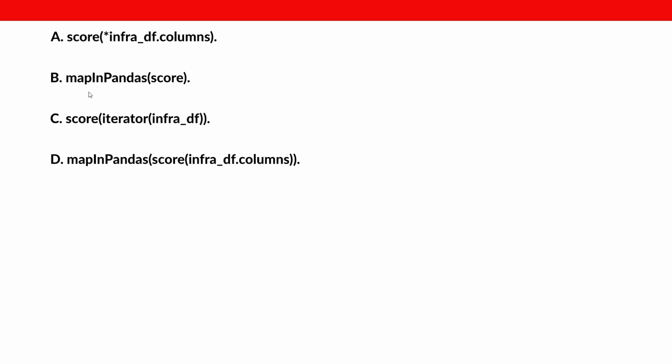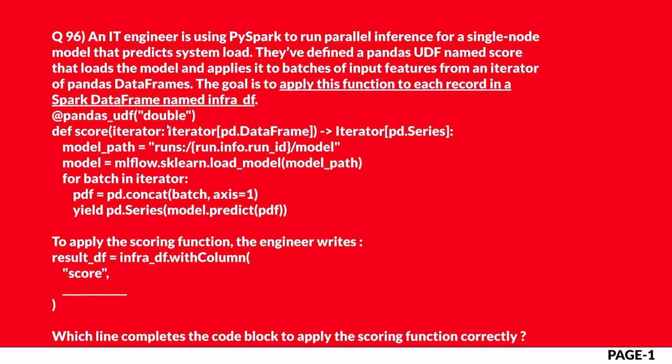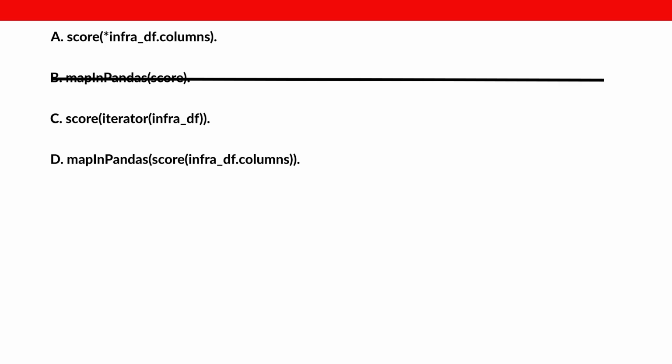Option B says map in pandas score. Map in pandas is used for grouped data frame transformation, not column wise UDF, what we have as per the question, the requirement. Option B is out. Let's move to option C. Option C uses iterator function. Iterator function is not a valid Spark construct for applying UDFs. Wrong choice. Let's move to the last option.